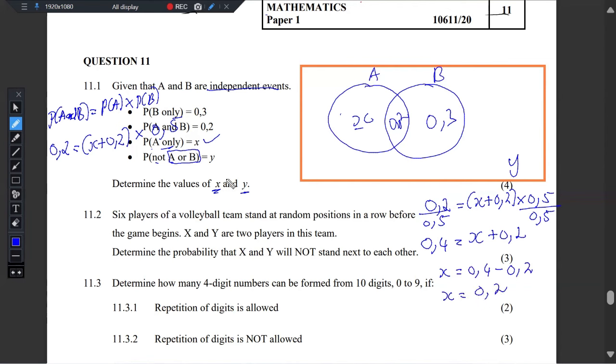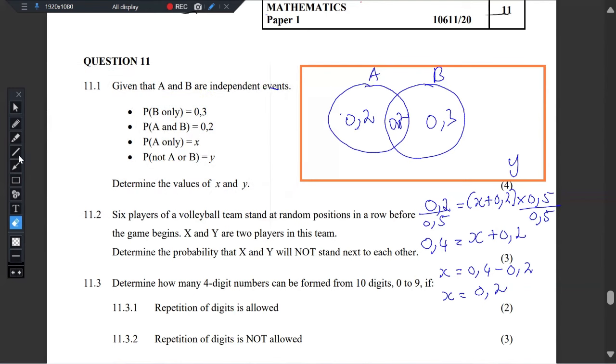So that means we have found the value of X. Here we are supposed to have 0.2. But then how would we find Y? Now note that with Y there is not A or B. If we are using our knowledge of complementary events, we know that the probability of A plus the probability of not A would have to give us 1.